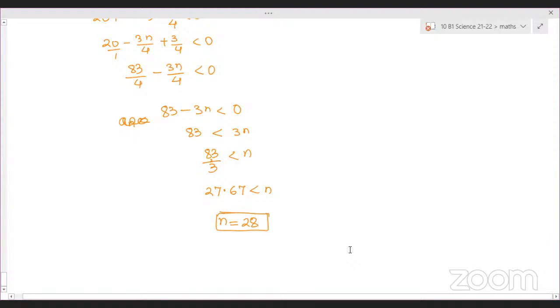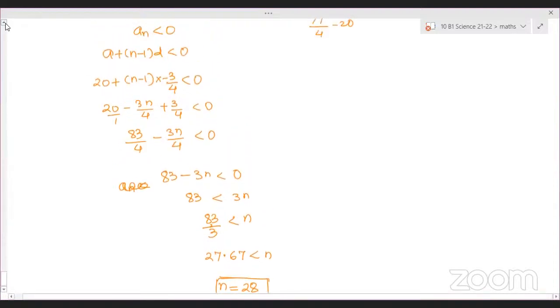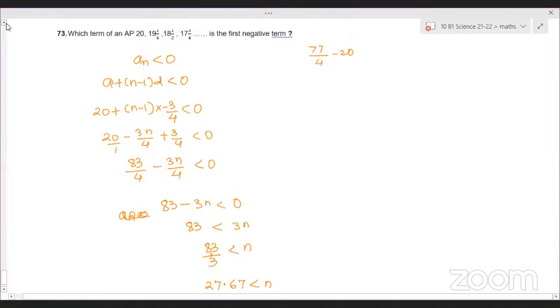Ma'am, can you scroll it up? Why, Shivrat, could you not solve this question? We solved a similar question in the beginning. Then why are you not able to solve?